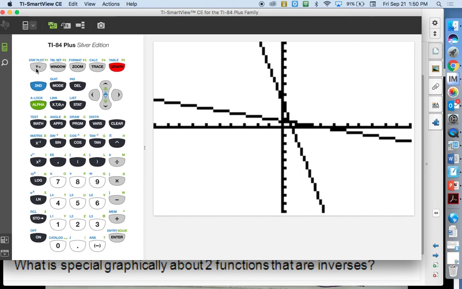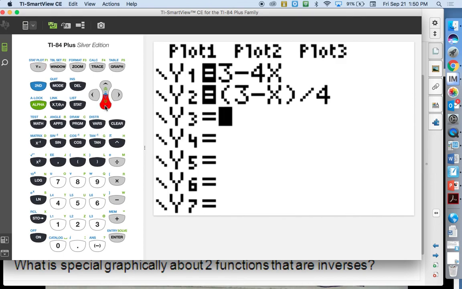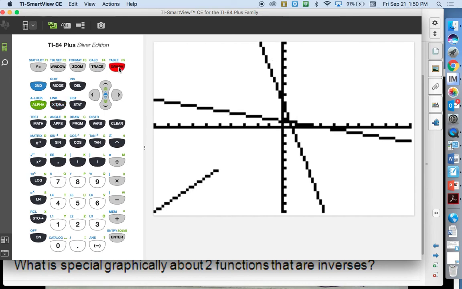I'm going to type in a third line. And that third line is y equals x. If you type in that third line, it's kind of hard to see, but this line, because of the diagonal y equals x, literally flipped, reflected. It's like a reflection. So that's how you get that second line. So we call it a reflection over y equals x.